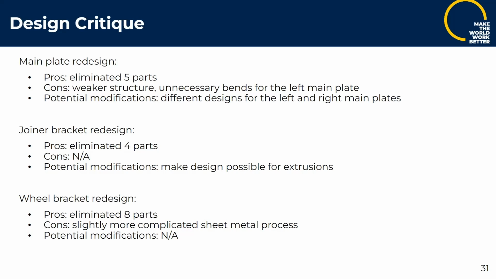And while we don't really have any concerns for this design, one modification we can make is to change the design so that it would account for the worst tolerance in manufacturing with an extrusion process. We would like an extrusion process because this could likely bring the cost down even more. And finally, for the wheel bracket redesign, it eliminates 8 parts. And while this new wheel bracket design is a little bit more complicated to manufacture than the original connecting plates, it should still be easily achievable with a sheet metal process.